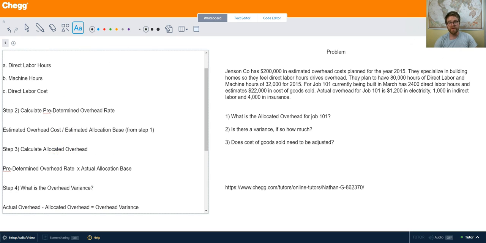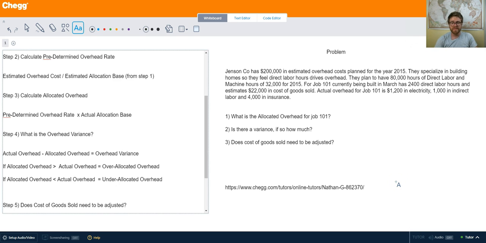From there, step 3, you'll calculate your allocated overhead. Or once again, another name for that is applied overhead. So you take your predetermined rate that you calculated on step 2, and you multiply it times your actual allocation base. Now notice it says actual, not estimated, actual. So on step 2, you use the estimated base to get the rate, and then you apply it using the actual base.